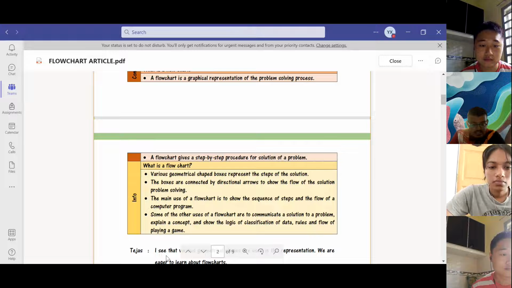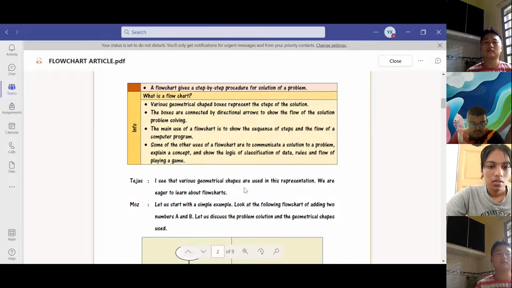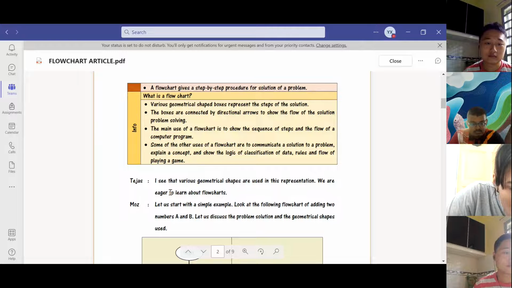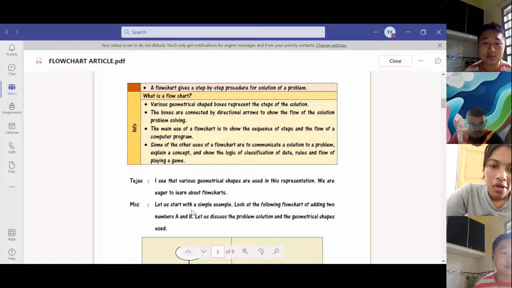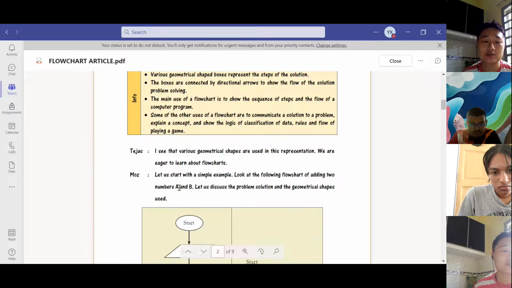I see that various geometrical shapes are used in this application. We are eager to learn about flowcharts. Let us start with a simple example. Look at the following flowchart adding two numbers A and B. Let us discuss the problem solution and the geometrical shapes used.